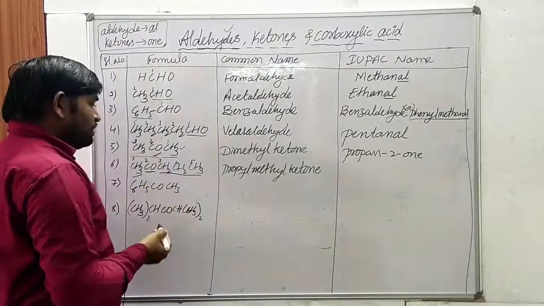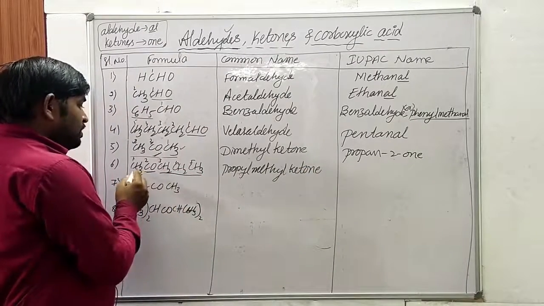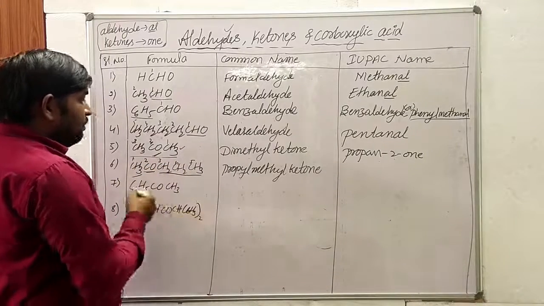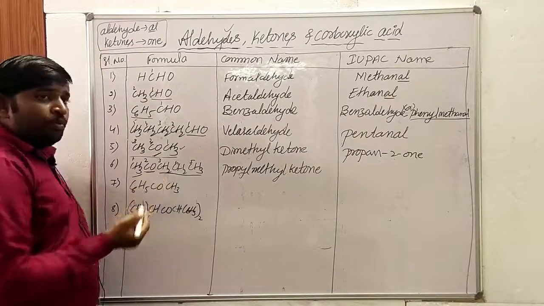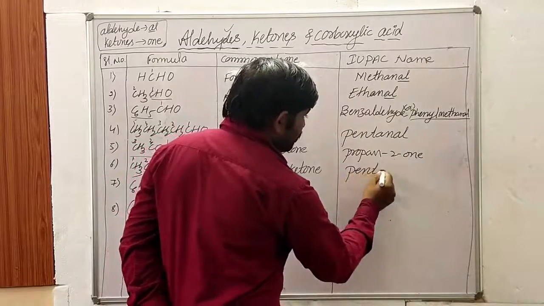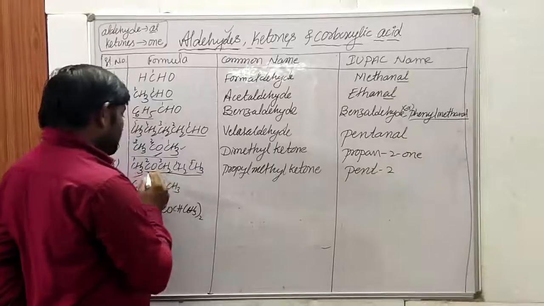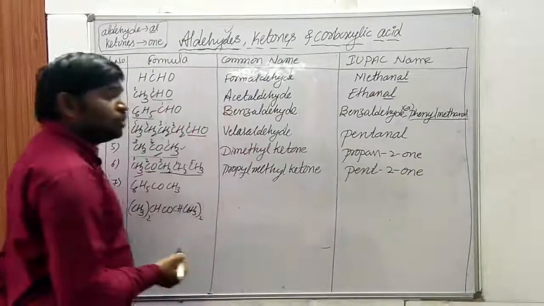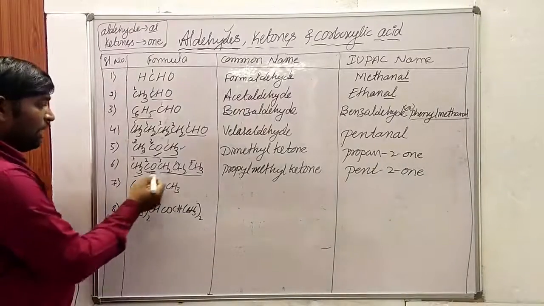So what is the IUPAC name for this compound? The IUPAC name is: 1, 2, 3, 4, 5. Pentane, pentanone. Simply, pent is the word root. The second carbon atom has the carbonyl group, so 2-one. That is pent-2-one, the IUPAC name.